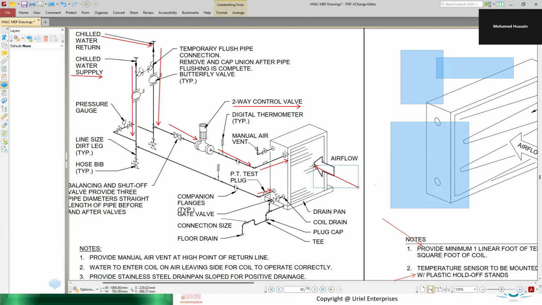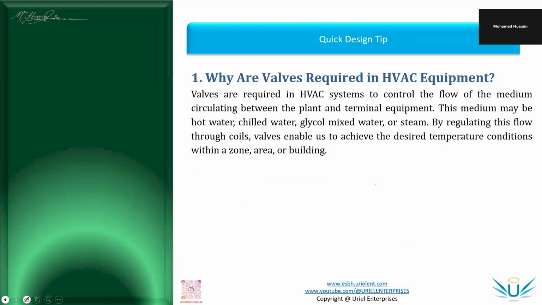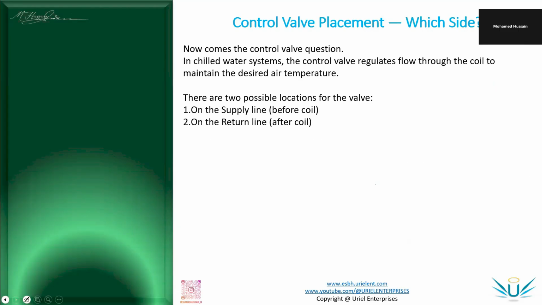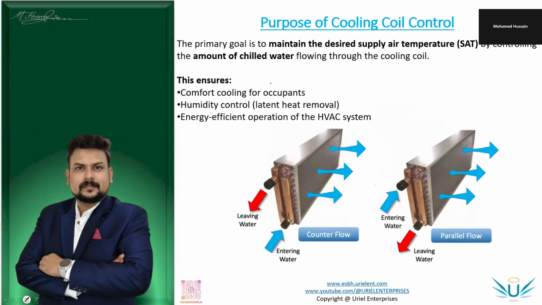So hot water is first here. That means leaving water is here, and then chilled water is here, which means it is a counterflow, which means it is very energy efficient. Let me show in the PPT also what I'm talking about. This is the counterflow, which means on the leaving air side, if the cooling coil is present, then you have more energy efficiency.